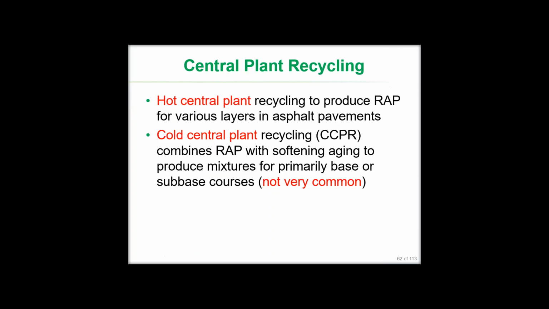Okay, the first option is central plant recycling, and we can categorize central plant recycling into two branches, one of which is the most commonly used one, the hot central plant recycling, which is basically producing RAP for various layers in asphalt pavement applications. And the second one is the cold central plant recycling, which is combining RAP with softening agents to produce mixtures for primarily base or sub-base courses. This is another very commonly applied technique in terms of the end-of-life options as compared to hot central plant recycling.